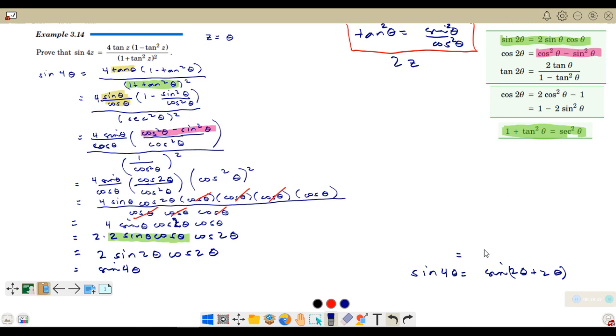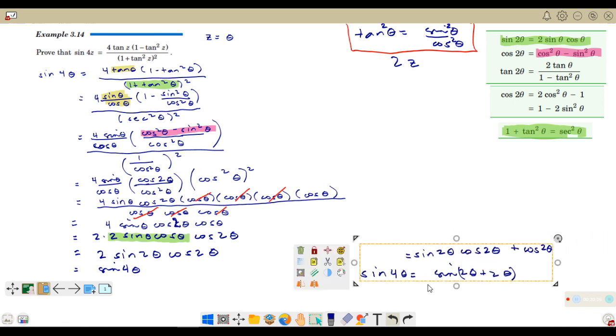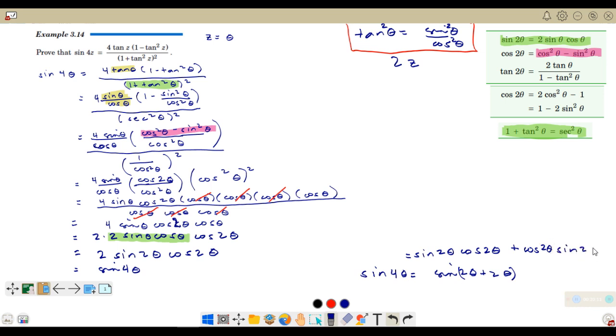So, kung meron kang ganito, we can write it as sin 2 theta cos 2 theta plus cos 2 theta sin 2 theta. Hindi na siya kasya. Yan, mukha na ba siyang familiar? Yes, mukha na siyang familiar, di ba?